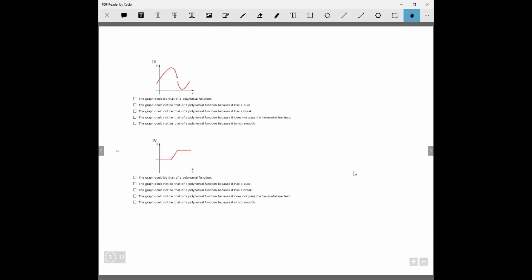Let's see, next one. This one has a break, and you can't have that. Let's see, next one. This one is not smooth here and here. This isn't what you would call a cusp, by the way. Although maybe you'd think they are, a cusp would be where it's like this, where it totally goes in and makes a more sudden change. This is just not smooth.